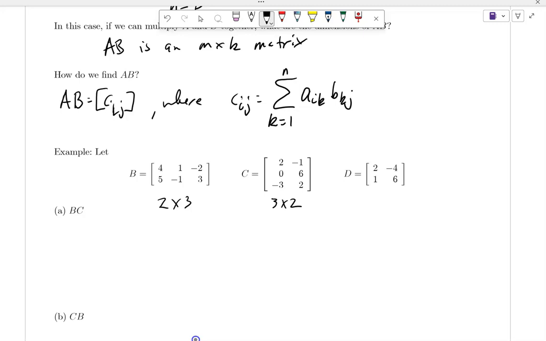Can I multiply those together? Do the numbers in the middle match? Good, so those match, so we can do it. What dimensions is b times c going to have? It's going to be a 2 by 2. So b times c will be a 2 by 2. Let's talk about how we get those entries.